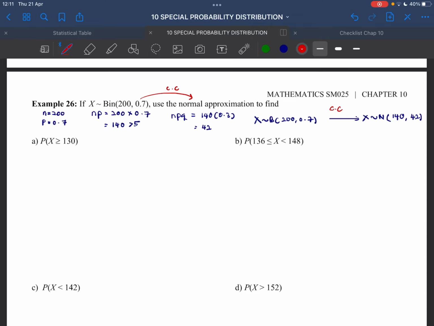There are 3 steps. First step is to find np and npq. Second is CC. Third is SND. Alright, so now let's see.